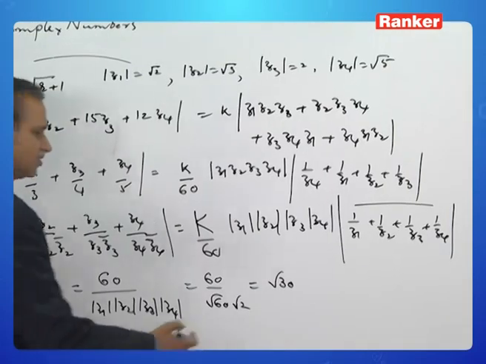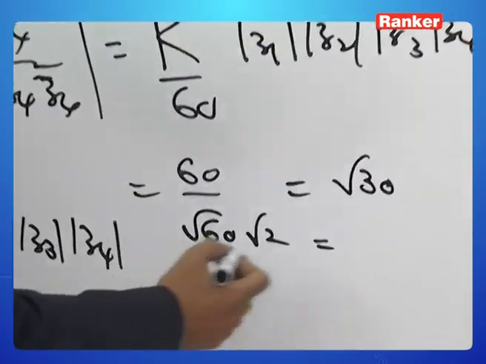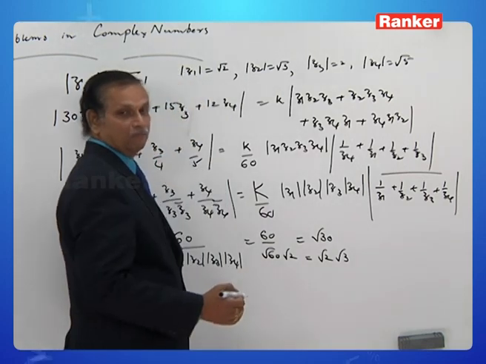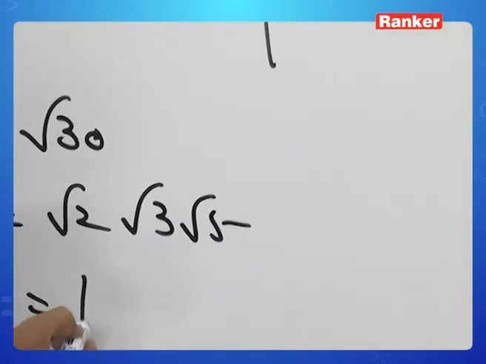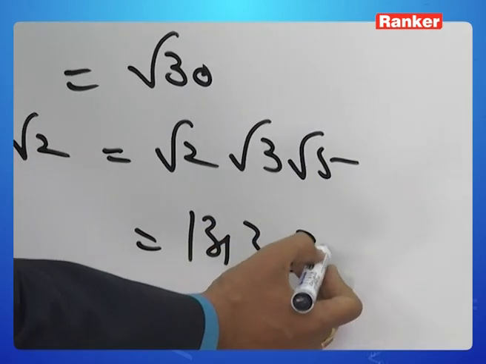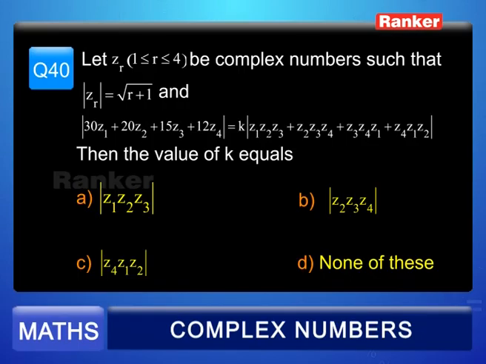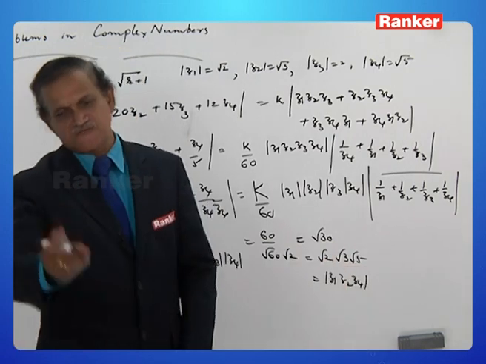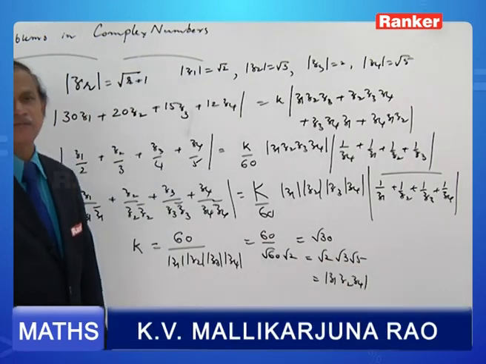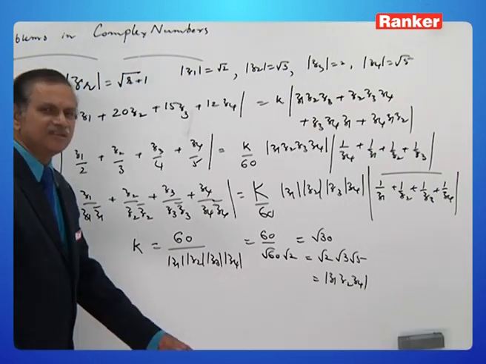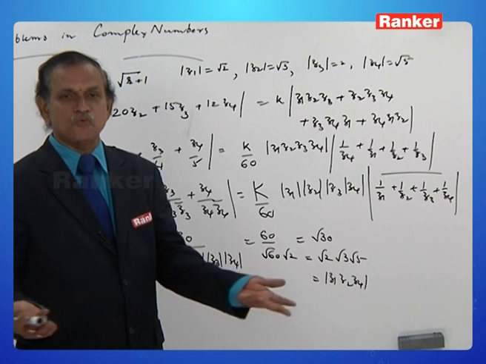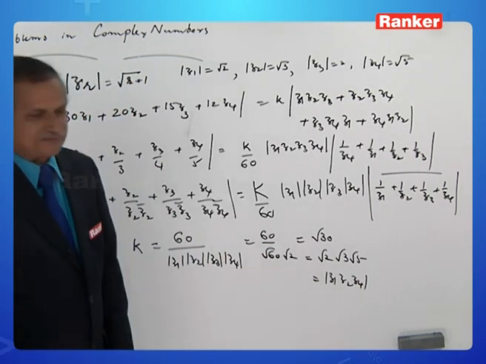Or you can even write this root 30 as mod Z1, that is root 2, mod Z2, that is root 3, mod Z4, that is root 5, which is nothing but mod Z1, Z2, Z4. It is available in option C. Hence, the right option is C. Even though the data contains lengthy expressions of this form, you need not be frightened. He has given a lengthy expression, which means he may offer us a small loophole in that. Of course, it is necessary for us to search for that loophole and make use of it.